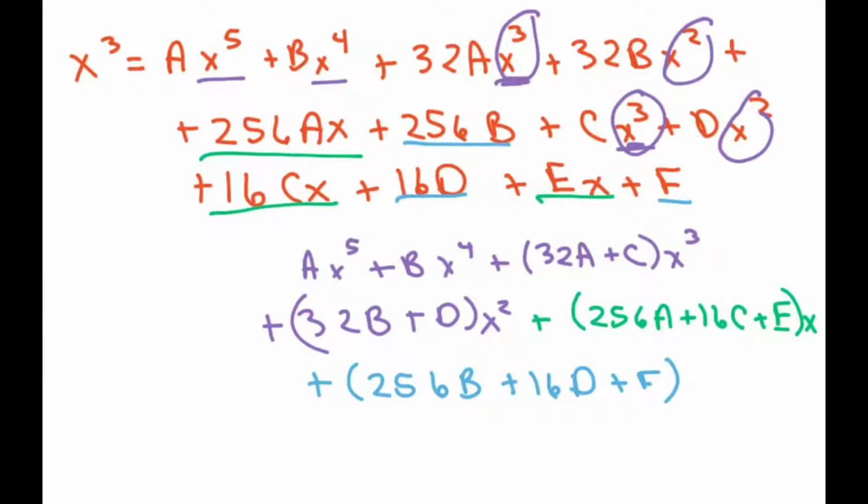Alright, now if you look at this, on this side we have this x cubed. So if you want, you can write this as, and I'm going to try to squeeze it in here, 0x to the 5th plus 0x to the 4th plus 1x cubed. Everything else is 0, plus 0x squared plus 0x plus 0.